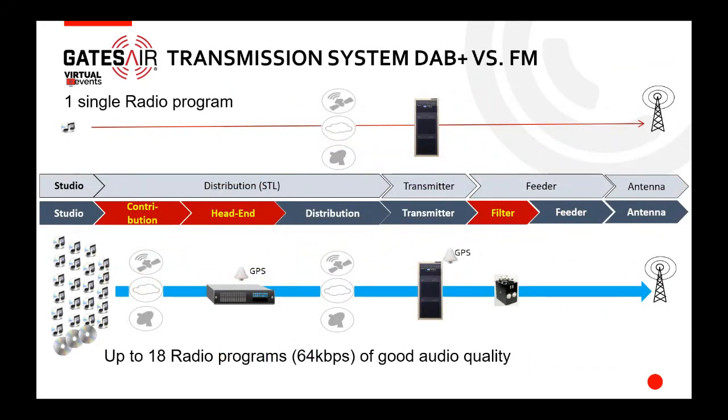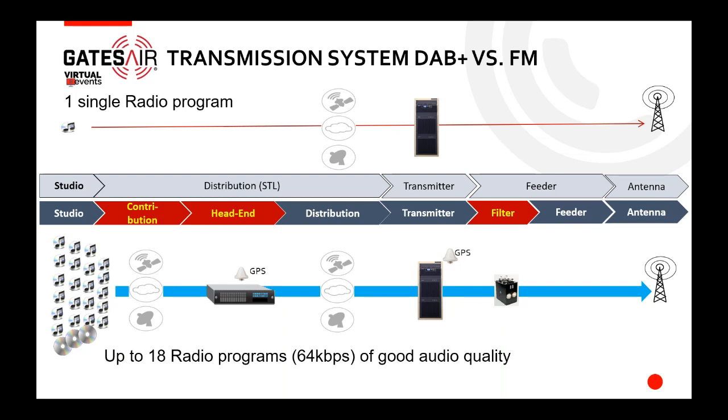Now, I'll do a comparison here. The top is what we think of as traditional FM. The bottom, while I've picked DAB for the comparison, I'll kind of draw analogies to the other digital standards. They're somewhat similar. But in a traditional FM radio, we have content that comes from the studio. There's some sort of distribution mechanism. Now, if the studio were co-located with the transmitter, that might just be a wire running down the hallway.